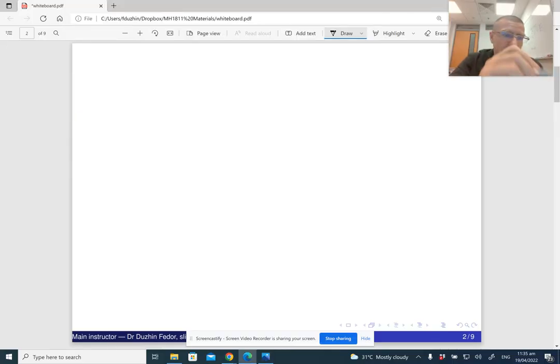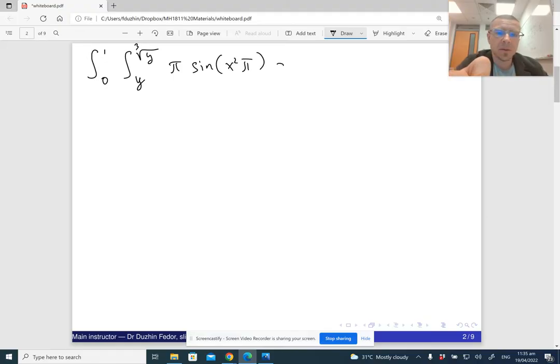All right, so here is the integral. It's from 0 to 1, and from y to cube root of y, of pi times sine of x squared pi, dx dy. Well, to switch the order of integration, we need to sketch the region of integration.